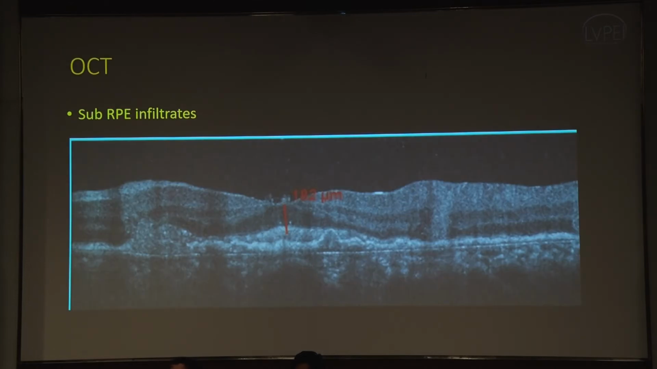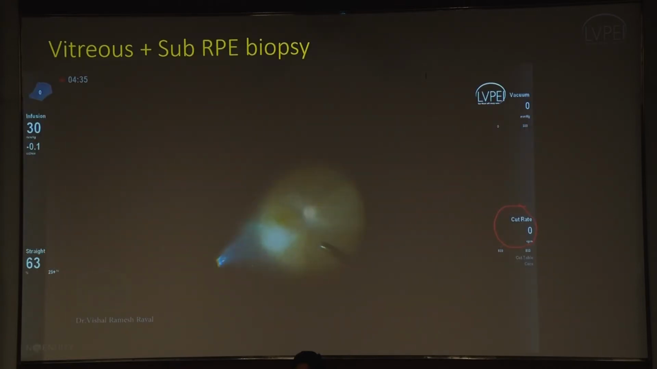On the OCT again, which was elaborated by Swati, you see the sub-RPE infiltrates, and that is why we did the biopsy. I think I come from a school of thought that unless and until I have the histopathology gold standard in my hand, I don't start any treatment. So I went ahead and did a vitreous plus sub-RPE biopsy. Usually we do only vitreous biopsies for intraocular lymphoma.